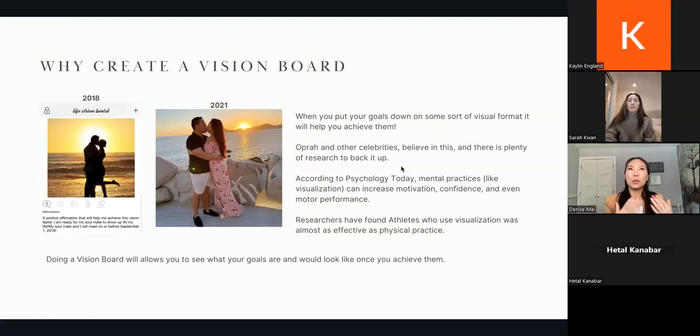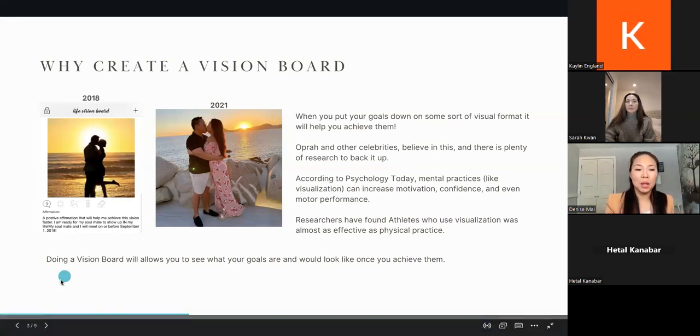When you visualize yourself either getting the shot in or acing that presentation with your client, whatever it is, that's going to be the outcome because you're setting that intention beforehand to achieve the outcome you desire. So doing a vision board will always allow you to see what your goals are and what they would look like once you achieve them. That's really the exciting part.